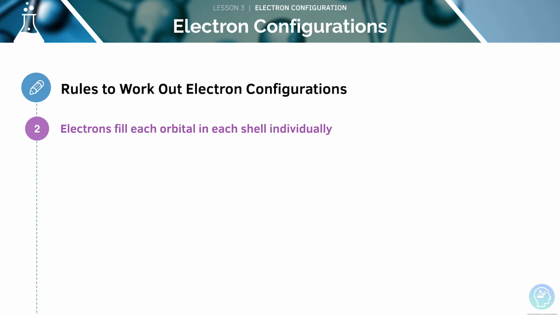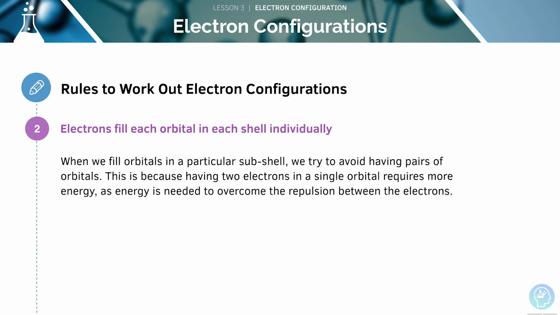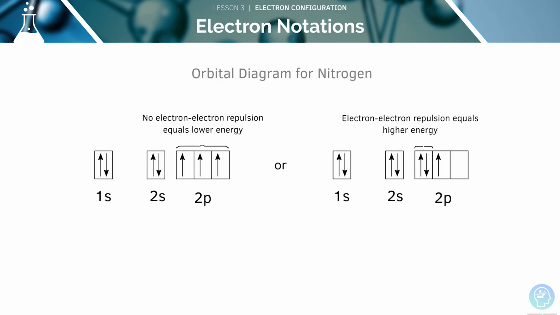Before they start pairing and sharing an orbital with another electron, electrons will fill each orbital in each shell individually. We're trying to avoid having pairs of electrons in orbitals. Having 2 electrons in a single orbital will require more energy, as energy is needed to overcome the repulsion between the electrons.